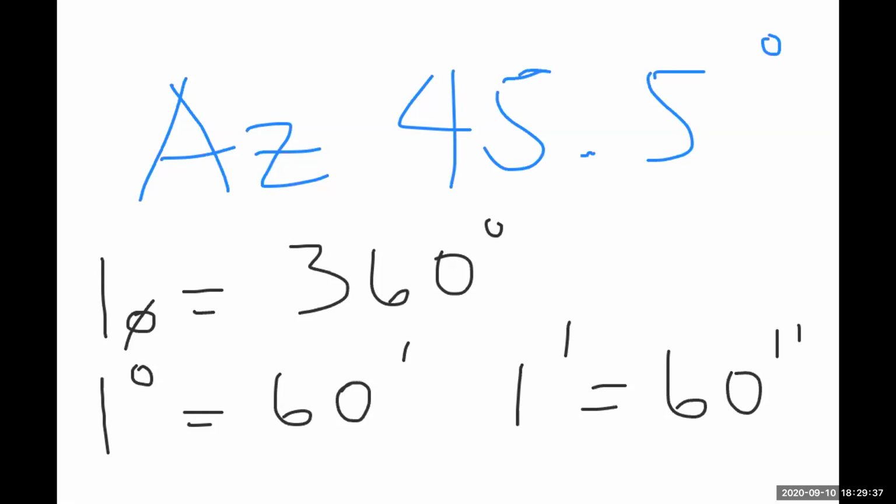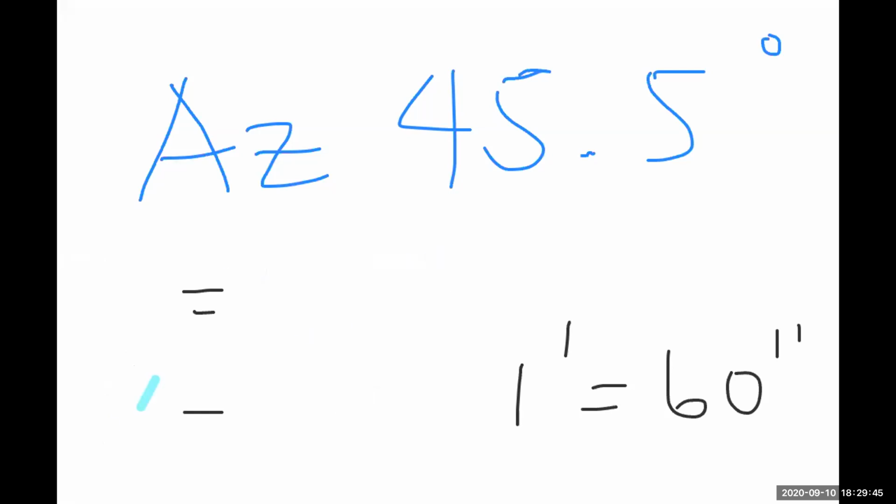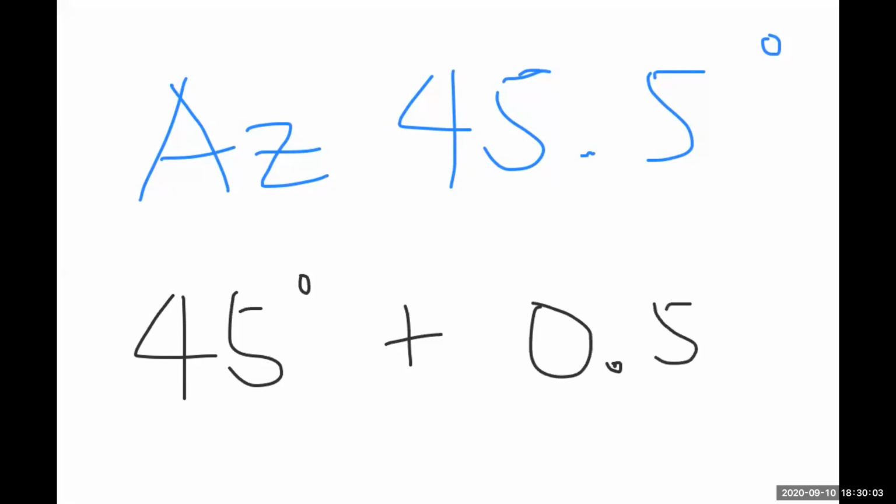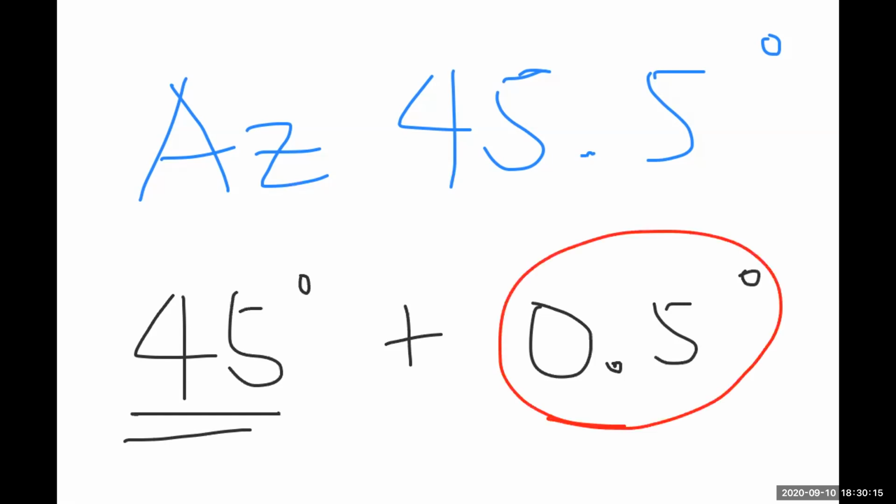So here we're going to say we want to split this thing apart. Keeping in mind that you have those equalities, I want to split this angle into pieces so that I can make sense of it. So I have 45 degrees and a half a degree. I already know what the 45 is, it's a whole 45 degrees. What I do need to do is convert this into minutes and seconds.